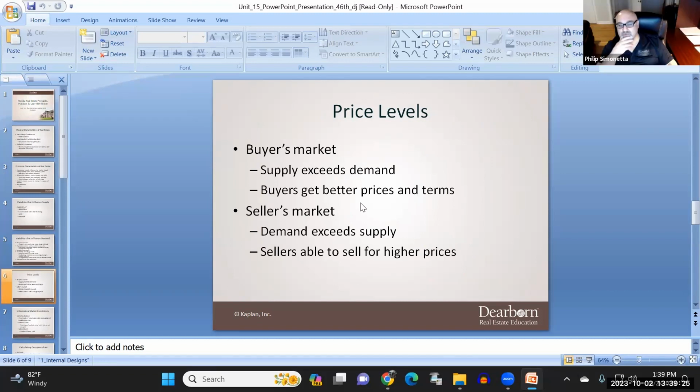So your price levels. You have a buyer's market. So what's a buyer's market? A buyer's market is when the supply exceeds the demand. So that means there's 1,000 houses and 100 people want to buy them. That means those sellers are going to negotiate more to sell those houses. A seller's market is when there's 1,000 buyers and 100 houses. They're going to outbid, the prices are going to go up, right?